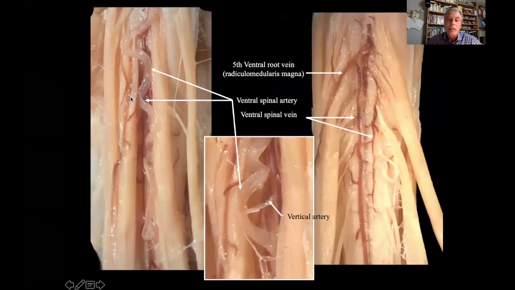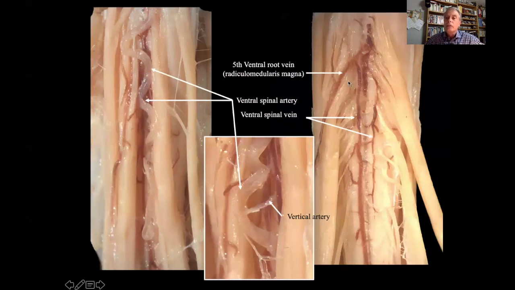So, more images here. You see the ventral spinal artery right here. And again, in a close look, the ventral spinal artery, where we identify a vertical artery. And these are veins. It's a net of veins right here.